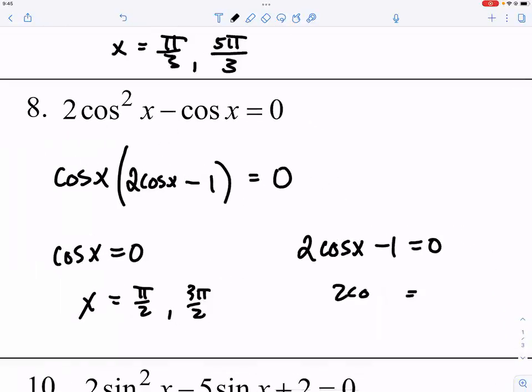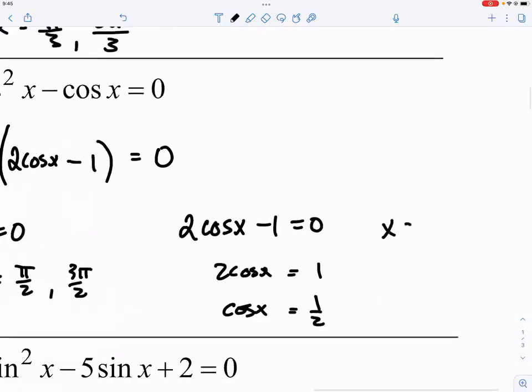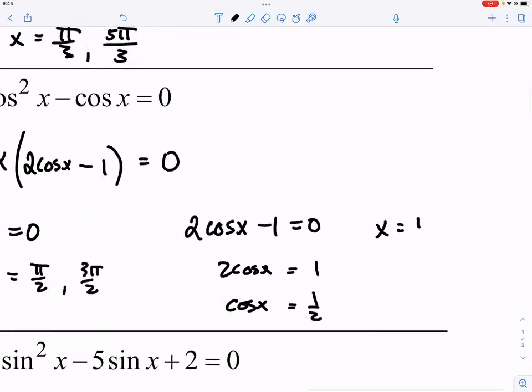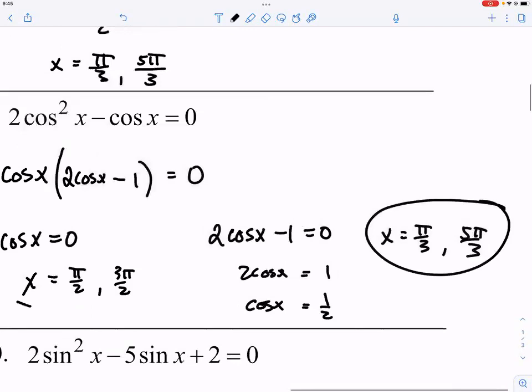And then on the other hand, you have cosine equals 1/2. That means x is equal to pi over 3 and then 5 pi over 3. So we got 4 total answers for this question.